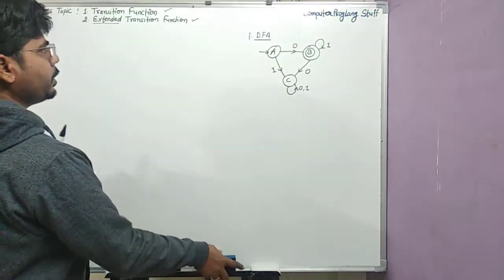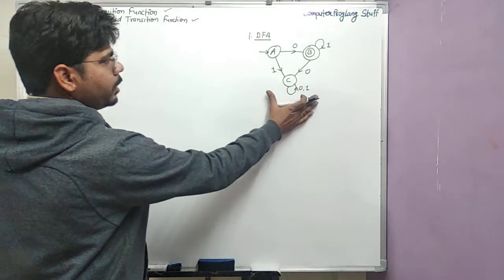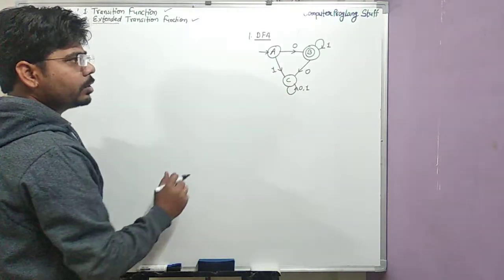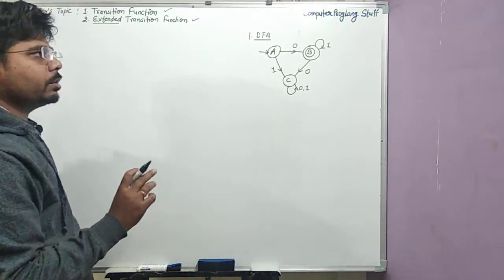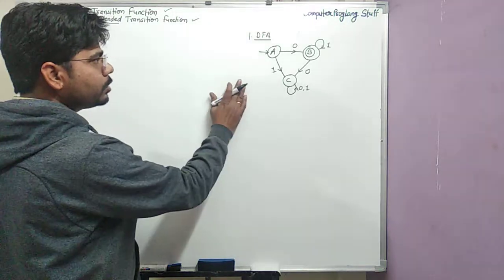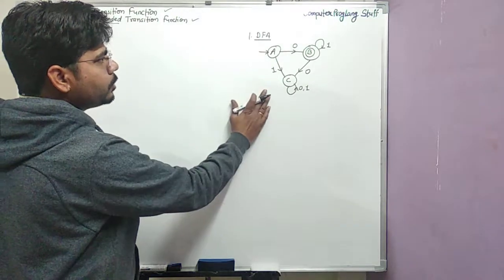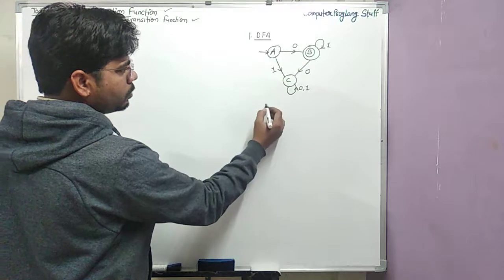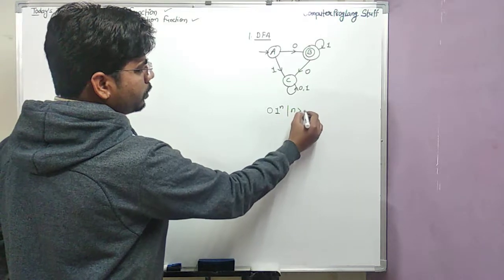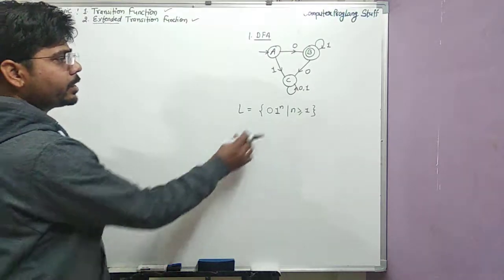Before going to the extended transition function, first we need to understand that this DFA is an acceptor for a language. A language may be a collection of some strings. It is a set of strings, and those strings will be accepted by this machine. So if we want to write the language accepted by this machine, it could be 0 1^n, where n is greater than or equal to 1. This is how we show the language accepted by this machine.